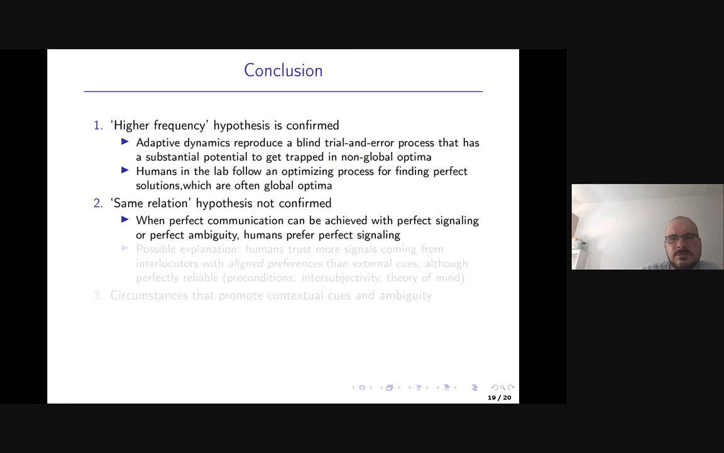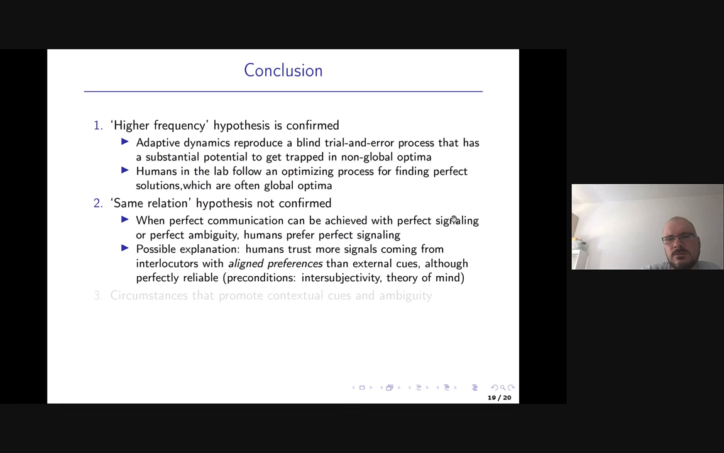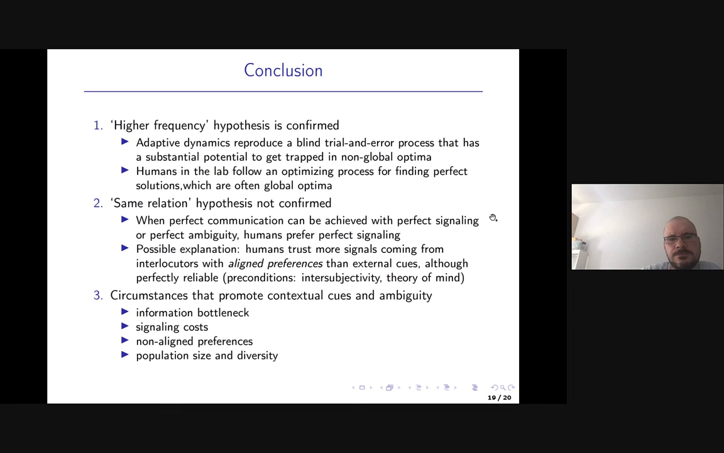But there seems to be this preference, and one point could be that humans trust their interlocutors more. As long as I know we have aligned preferences, and the other participant also wants to score perfectly, and even though I know these external cues are reliable according to the introduction, I rather trust that I can establish a perfect system with my participant. So in this sense, ambiguity is not preferred in the lab compared to the adaptive dynamics.